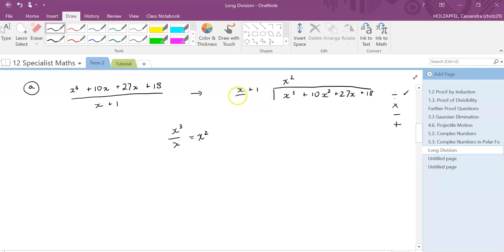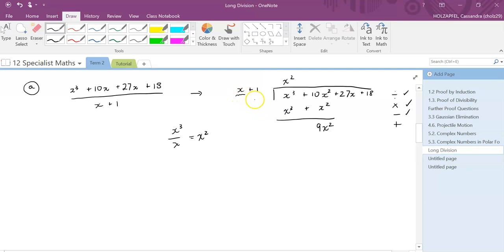Okay, so x plus 1 times by x squared is going to give me x cubed, because x times x squared is x cubed, plus 1x squared. Okay, so I've done my multiply. Now I'm going to do my subtract. 10x squared minus x squared is going to make 9x squared. And then I might not bring down my next digit just yet. I might just leave it for the minute, and I'll bring it down the next time.